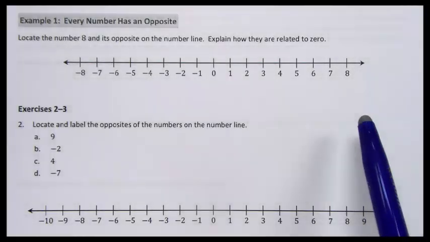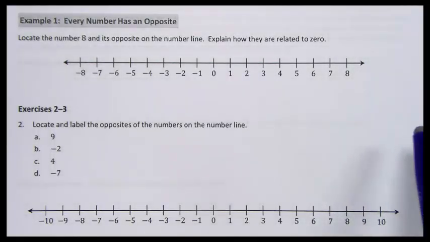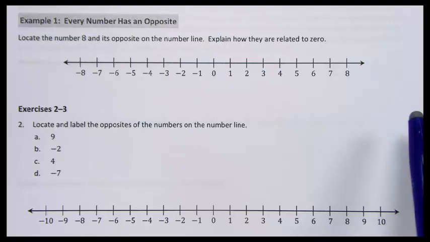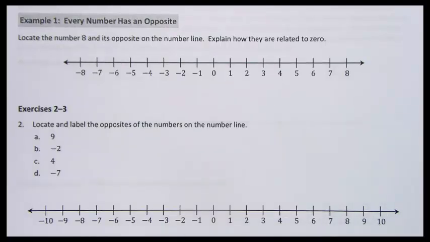In this lesson, we're going to be talking about opposites. Every number has an opposite. If we think about opposites, we have hot and cold, up and down, left and right. There's lots of opposites, and numbers have opposites. Numbers have opposites on the number line.